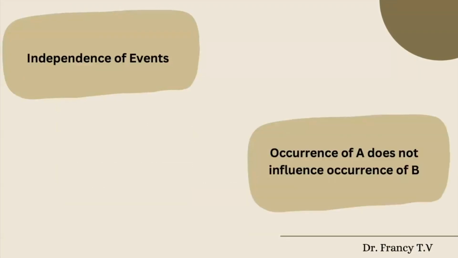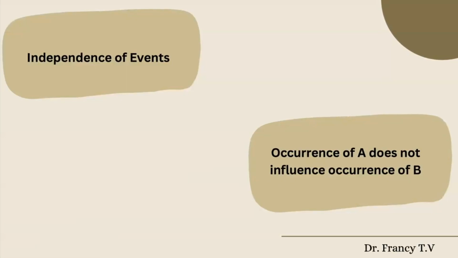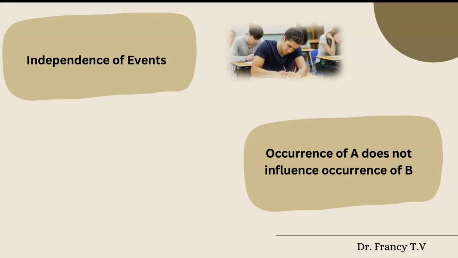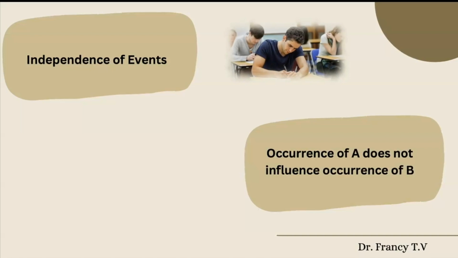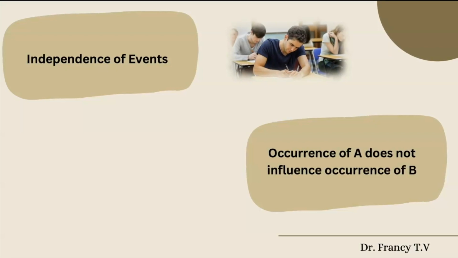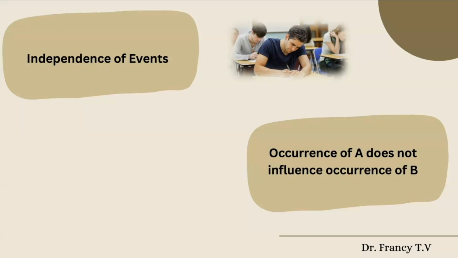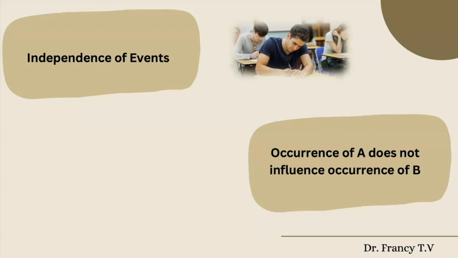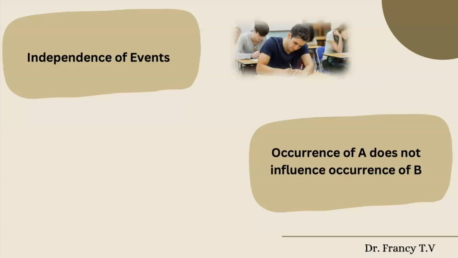Two events are said to be independent if the occurrence of one event, say A, does not influence the occurrence of the other event, say B. Let us imagine an examination. If two students are writing this examination independently, the marks of one student will never influence the marks of the other student. On the other hand, suppose they are writing this examination in mutual discussion, definitely the marks of one student will influence the marks of the other student. This is the concept behind independence of events.